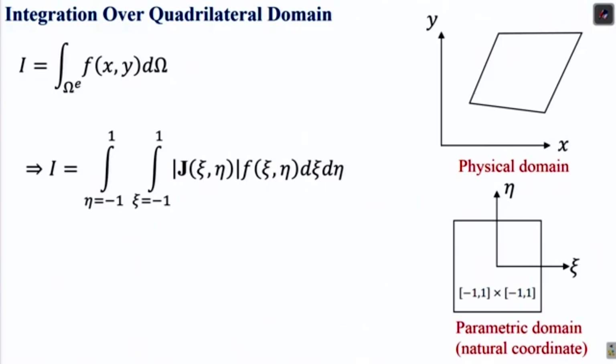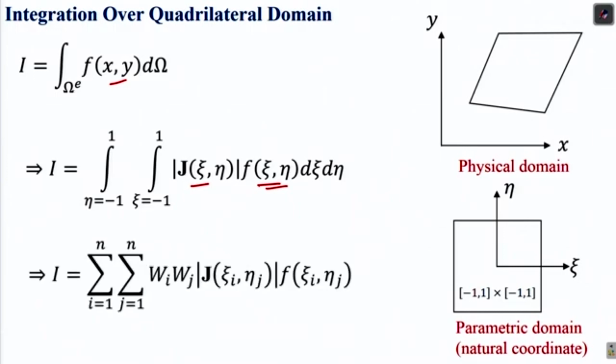So now our parametric domain is xi from -1 to 1 and eta from -1 to 1, and then the integration will be this. F(xi, eta) is f(x, y) written in terms of the xi and eta coordinate system. So this is I. Now we apply the Gaussian quadrature rule. The idea is we take a few points on the domain, calculate the function values at those points, multiply by their weights and sum them. Now this is the rule.